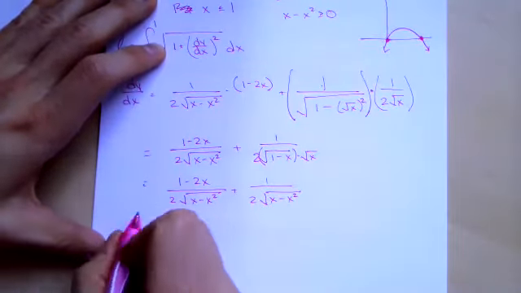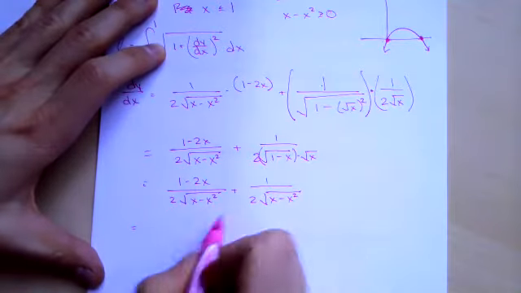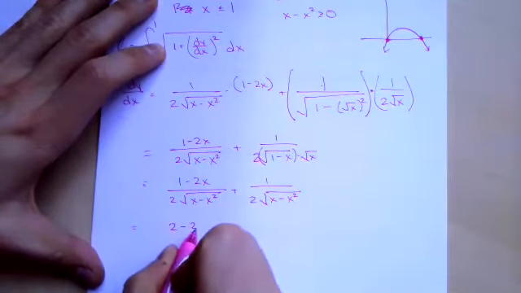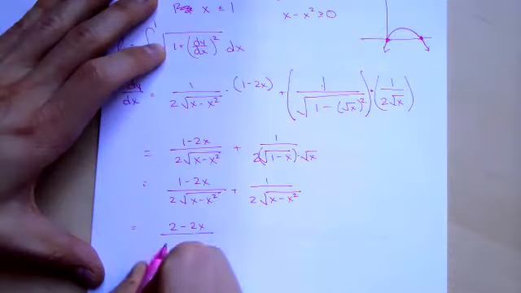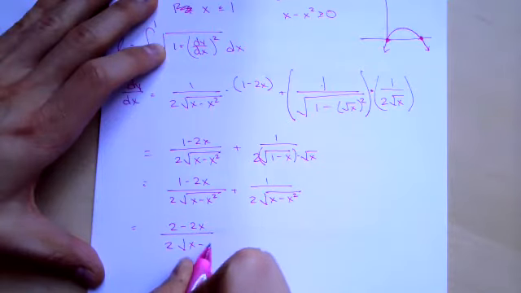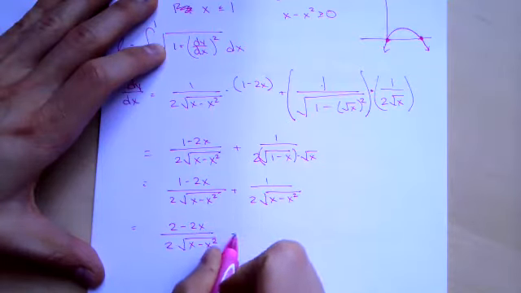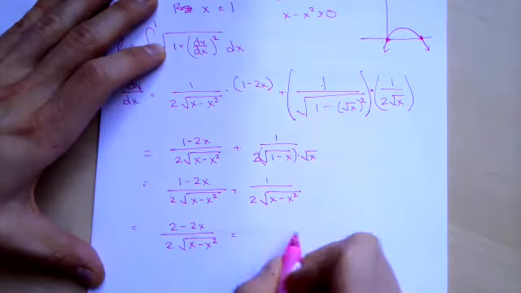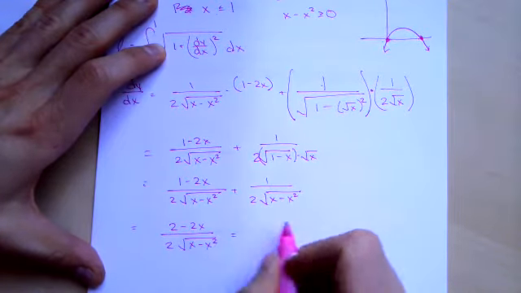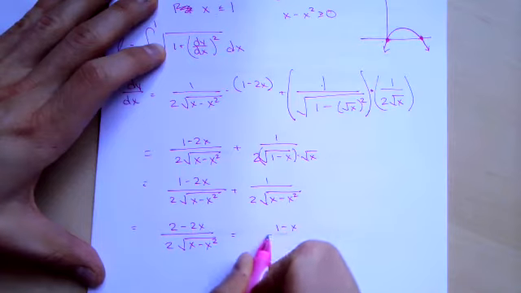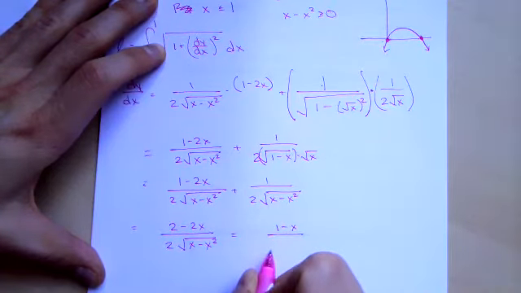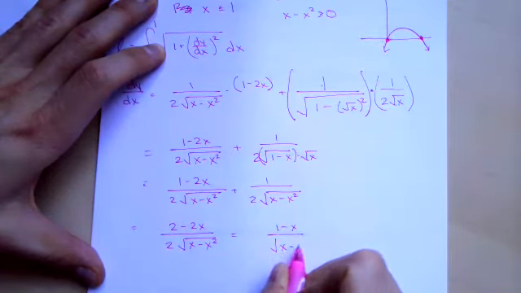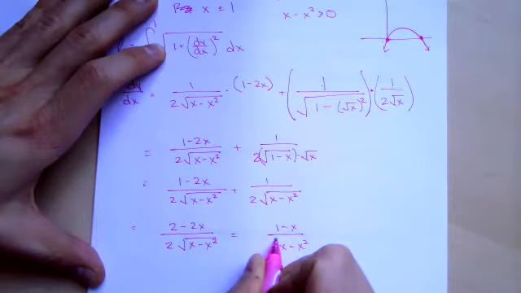And then our common denominator gives us the ability to add the numerators, and we get 2 minus 2x over 2 square root of x minus x squared. And then lastly, we can divide the 2s out. So remember, we factor the 2 out from both. So 1 minus x over the square root of x minus x squared.